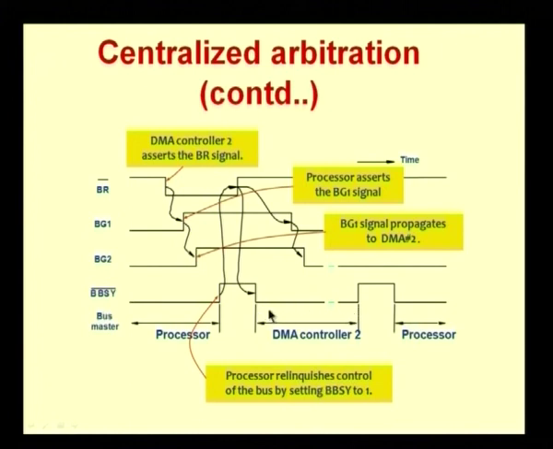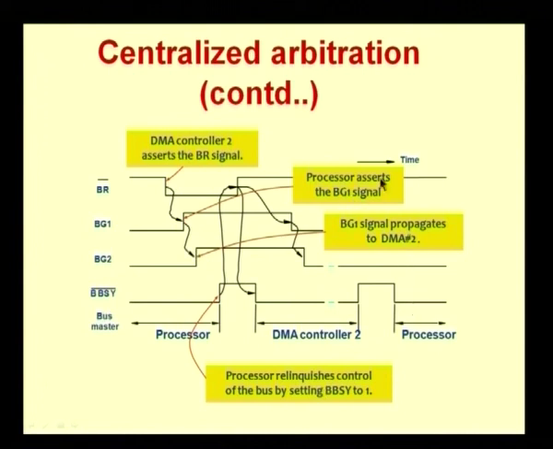Once it has finished its data transfer, it will release the bus and make the bus busy signal high. After it has released the bus busy signal, the processor again will take control of the bus and start doing the data transfer. Meanwhile, you can see that once the bus request is taken off, the grant signal also will be taken off. So, BG1 will be taken off, and once BG1 is taken off, BG2 is also taken off, and then the processor will get access to the bus because there are no other requests pending.